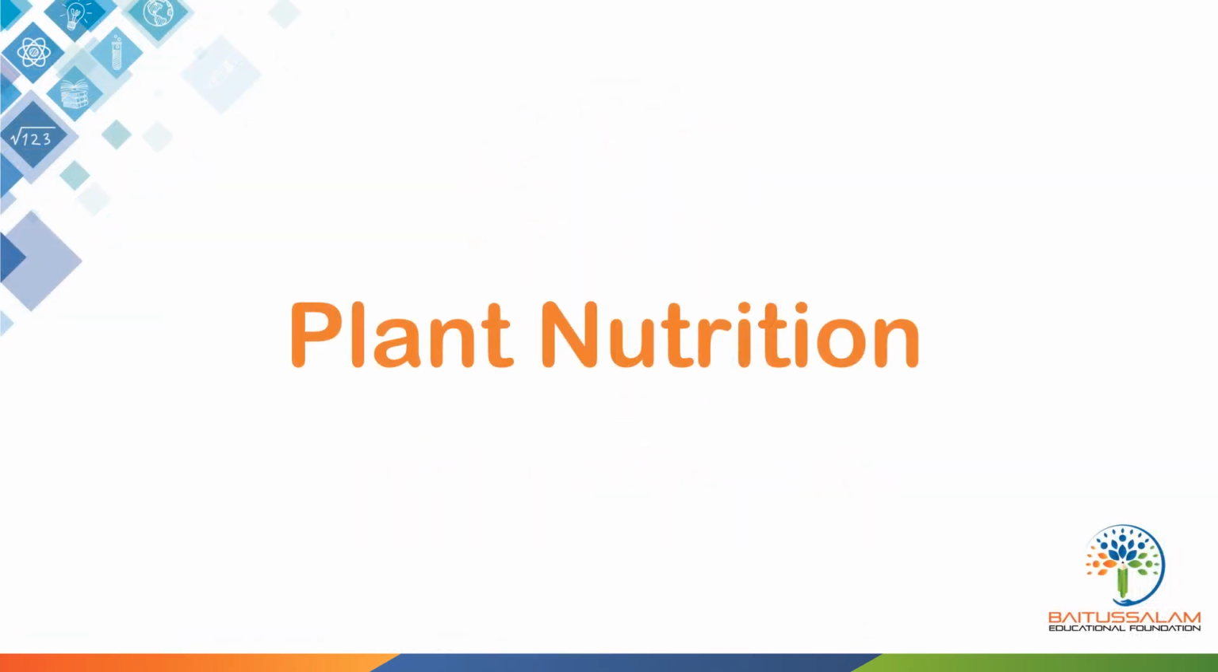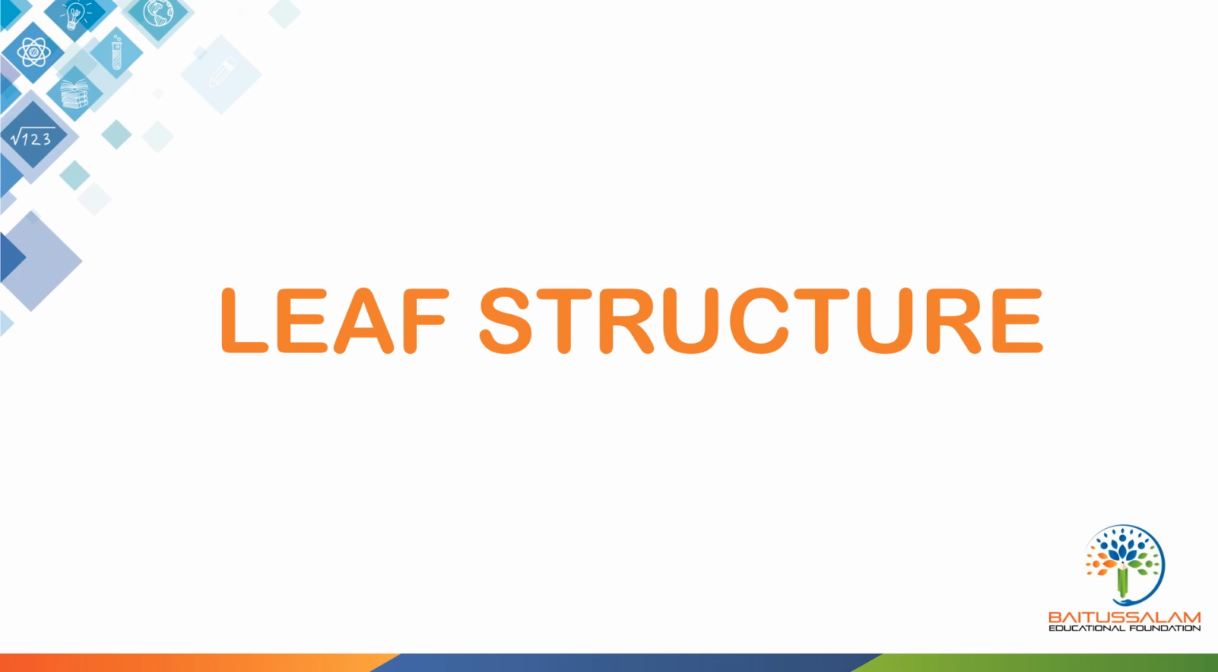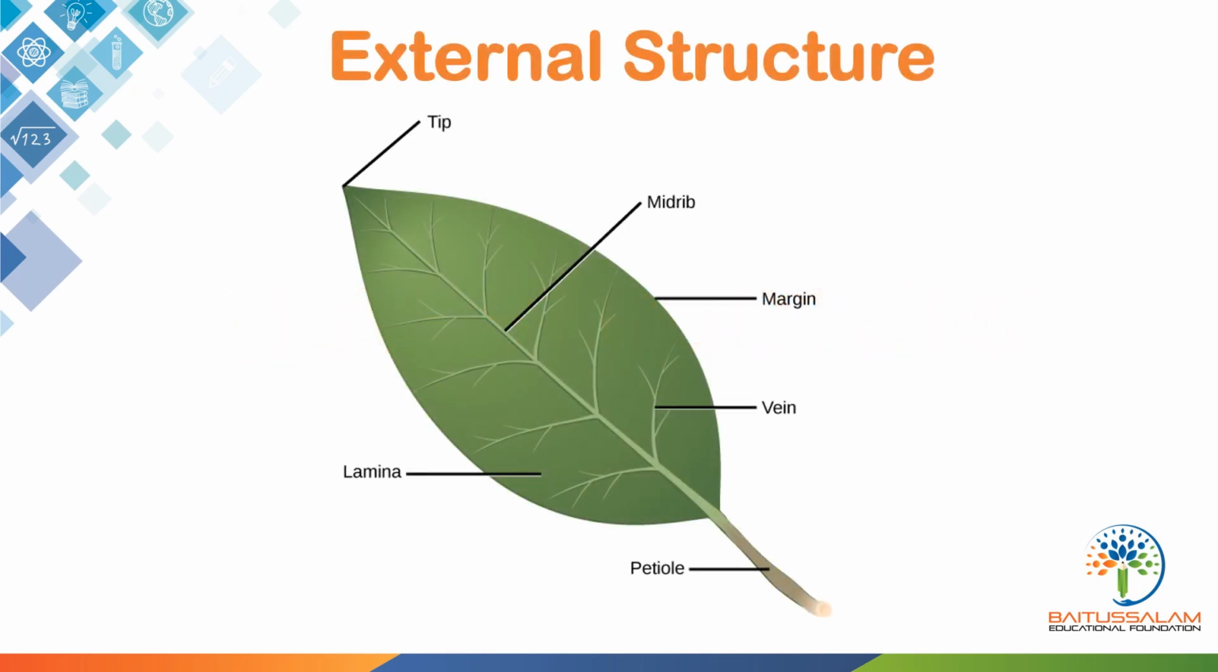Plant nutrition. Leaf structure. The external part of a leaf consists of a lamina, also called the leaf blade, connected to the stem by a petiole, also known as the leaf stalk. The lamina is a thin structure in which many cells are held in well-illuminated positions. The whole leaf is supported by a system of branching veins that form a fine network throughout the lamina.